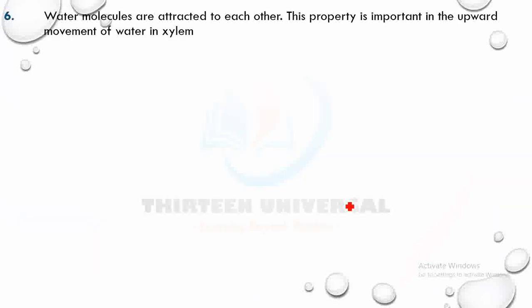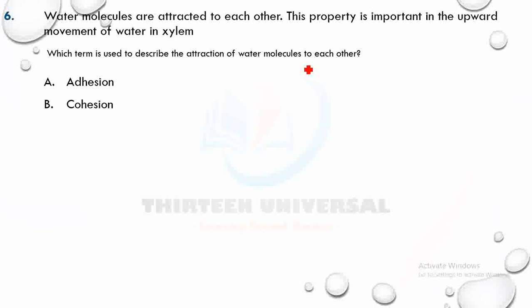Let's move speedily. Water molecules are attracted to each other. This property is important in the upward movement of water in the xylem. So which term is used to describe the attraction of water molecules to each other? Okay, so I want you to pause the video. When water molecules are attracted to each other, what term do we use for that attraction?